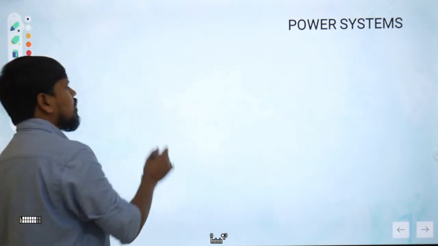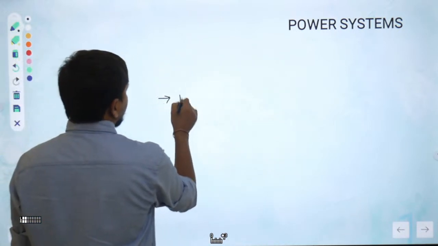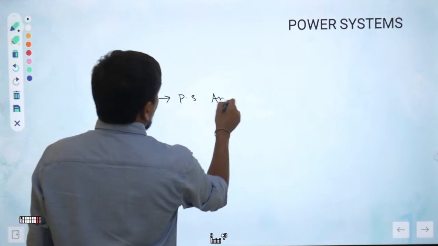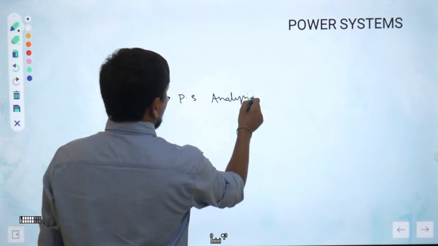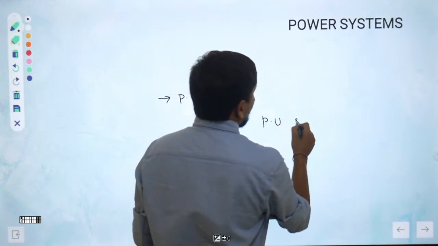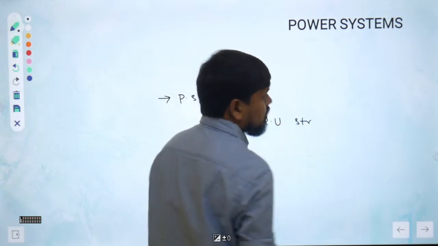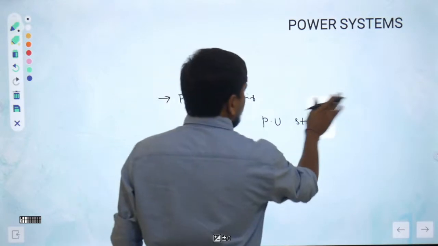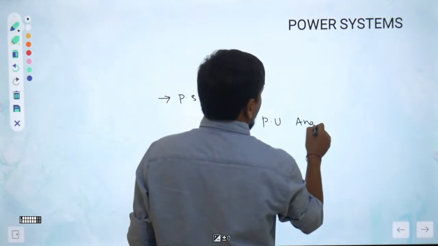Okay, power transmission it is. And later we have our power system analysis. So in power system analysis, you will be knowing about per unit studies. Per unit analysis we will study.